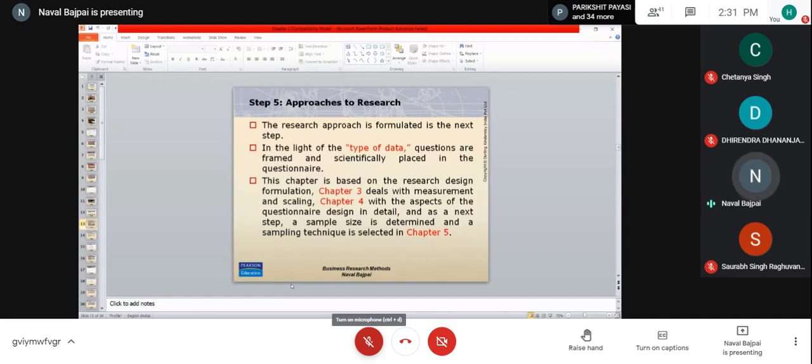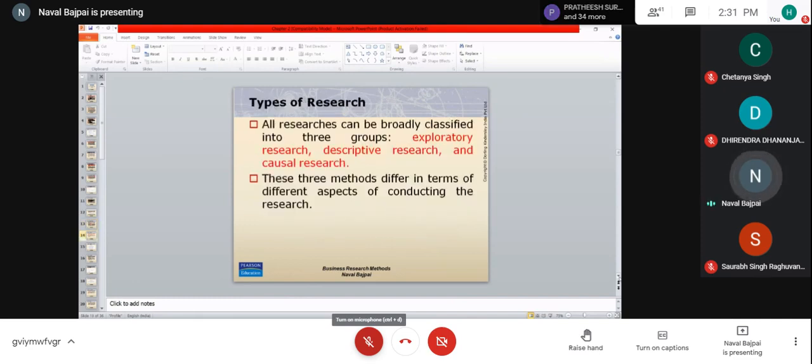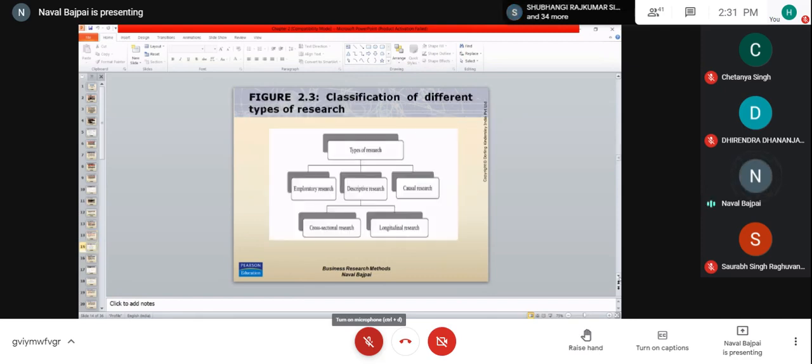So we have 4 categories of data that we are going to consult from the book, right? Chapter 3 is going to discuss measurement and scaling. Chapter 4 is going to discuss questionnaire design. Chapter 5 is going to discuss sampling, sampling distribution and types of research. We are going to take up types of research: exploratory research, descriptive research, and causal research. Descriptive research is divided into 2 parts: cross-sectional and longitudinal, right?